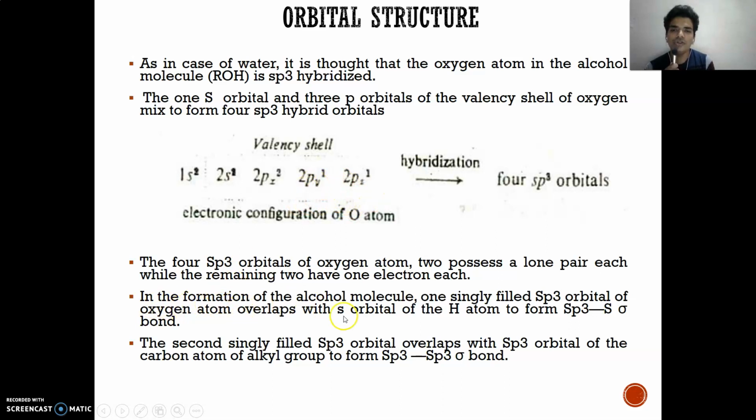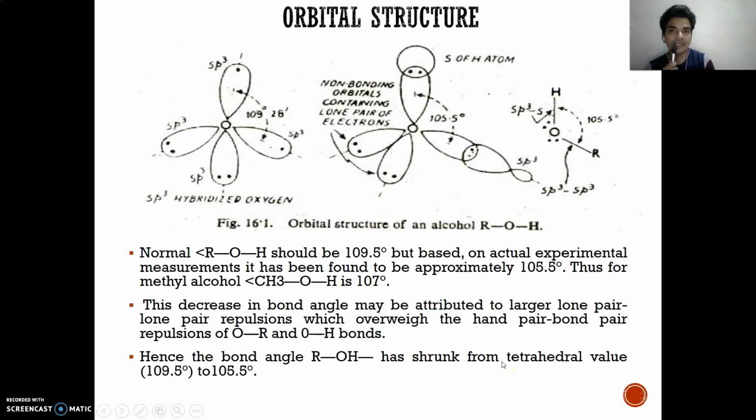In the formation of the alcohol molecule, one singly filled sp3 orbital of the oxygen atom overlaps with the s orbital of hydrogen, forming an sp3-s sigma bond. Then the second singly filled sp3 orbital overlaps with an sp3 orbital of the carbon atom of the alkyl group to form an sp3-sp3 sigma bond. So we'll get an idea diagrammatically of how it is formed.